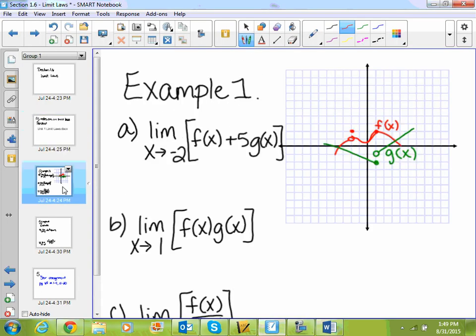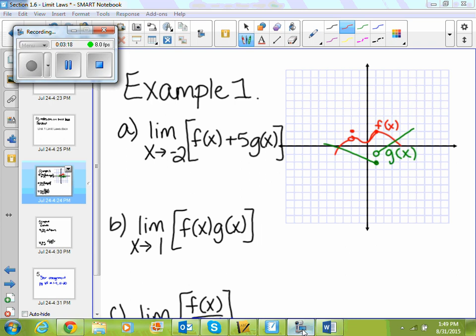Okay. So I will give you guys a chance to copy down that graph. Okay, so if I look at example 1, A, I'm given the limit as x approaches negative 2 of f of x plus 5 times g of x. So I know that I can break that down into the limit as x approaches negative 2 of f of x plus 5 times the limit as x approaches negative 2 of g of x, because I can pull my constant out front and I can evaluate each of my limits individually.